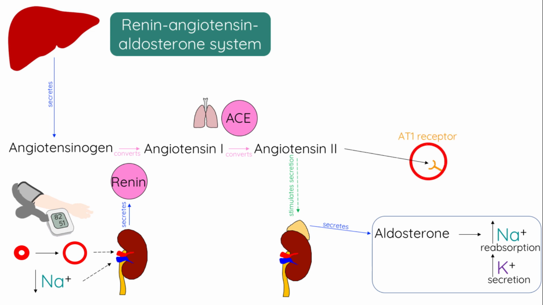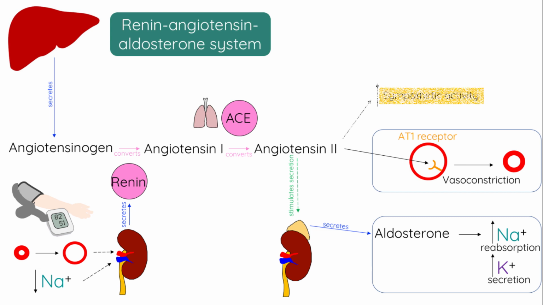Another effect of angiotensin-2 is to directly constrict blood vessels. It does this by binding to a receptor on the endothelium of blood vessels called angiotensin-2 type 1 receptors, and this binding causes direct vasoconstriction, thus increasing blood pressure. Thirdly, angiotensin-2 causes increased sympathetic activity, which increases heart rate, helping to maintain cardiac output when blood volume is low.